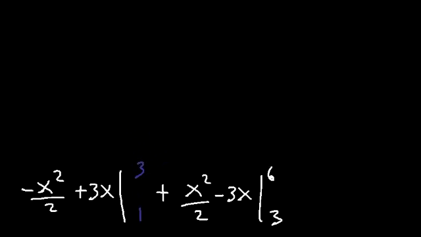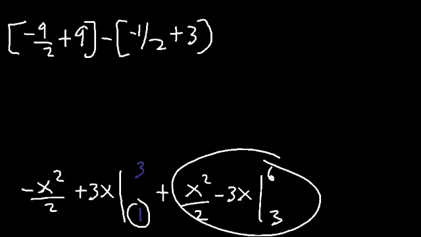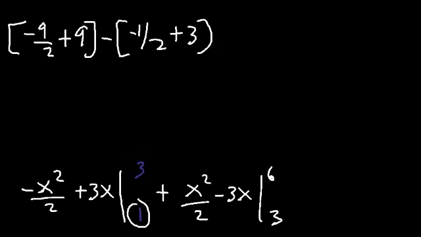So now let's plug in the values. 3 squared is 9, so it's going to be negative 9 over 2, and 3 times 3 is 9, minus, now let's plug in 1, it's going to be negative 1/2 plus 3. Now let's focus on this integral. 6 squared is 36 divided by 2, that's 18. 3 times 6 is also 18.